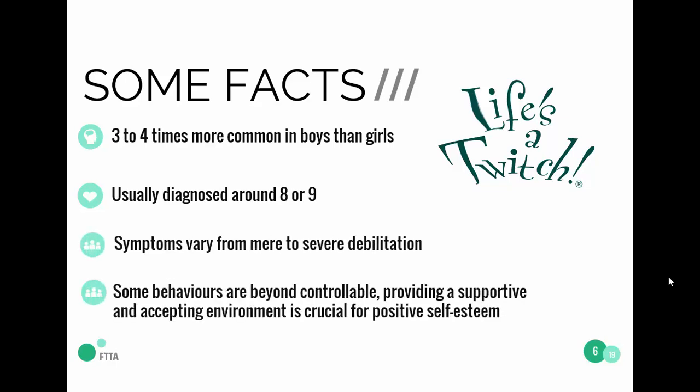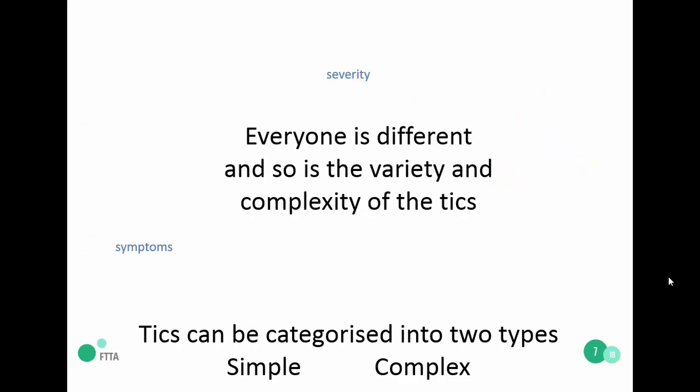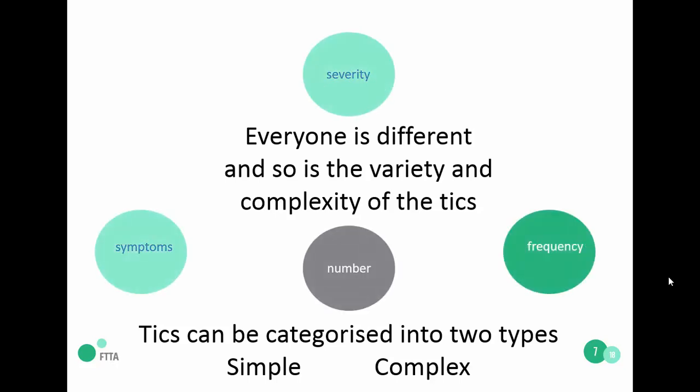Symptoms vary, as with every disability. Some behaviours are not beyond controllable. And providing a supportive and accepting environment is crucial for positive self-esteem. Everyone is different, and so is the variety and complexity of the tics. They can be categorized into 2 types, simple and complex.